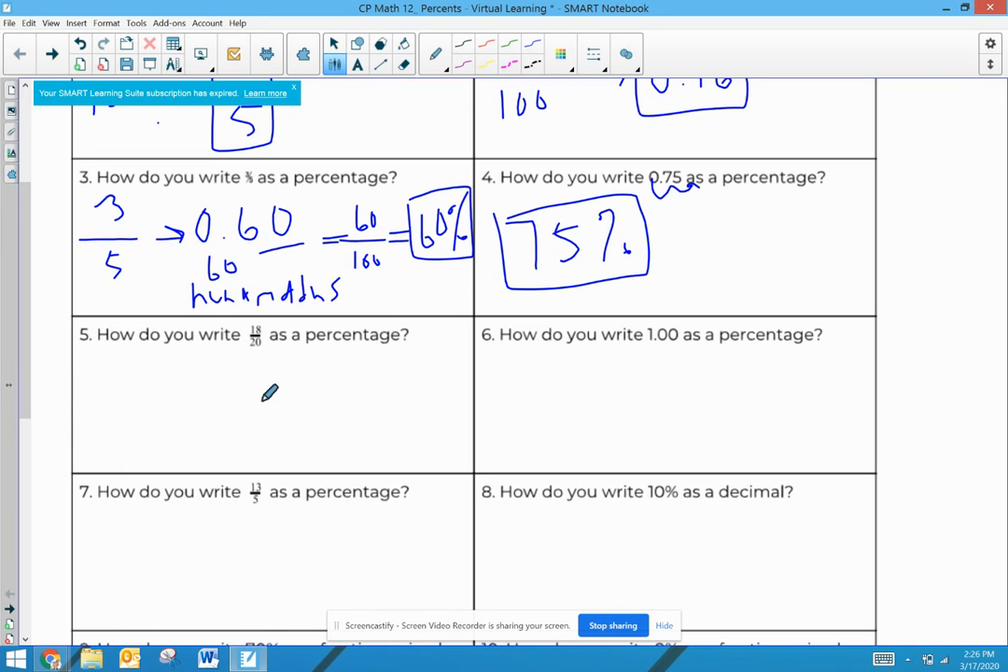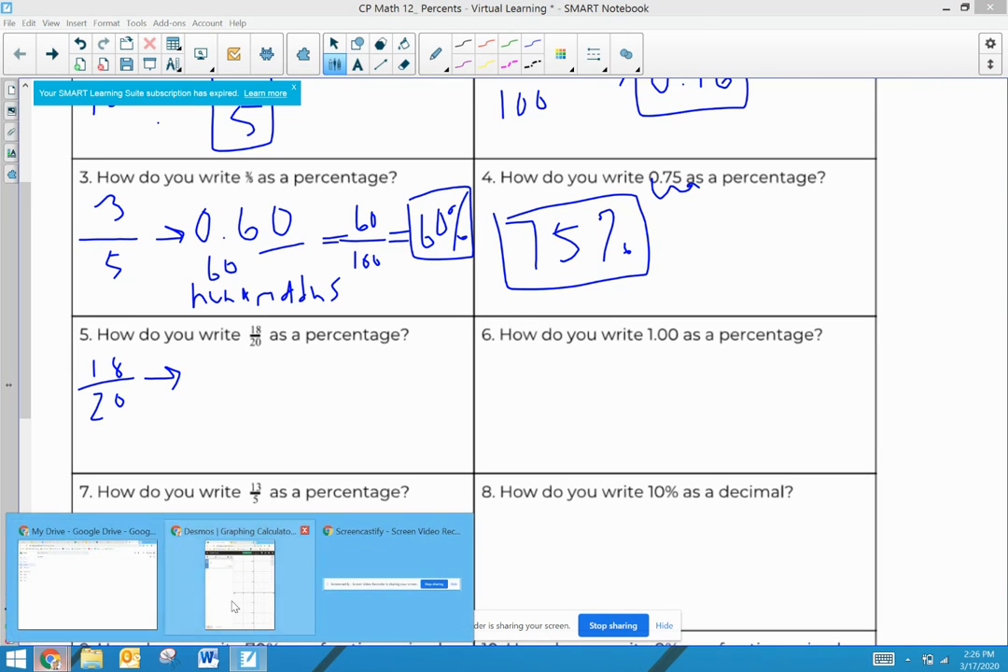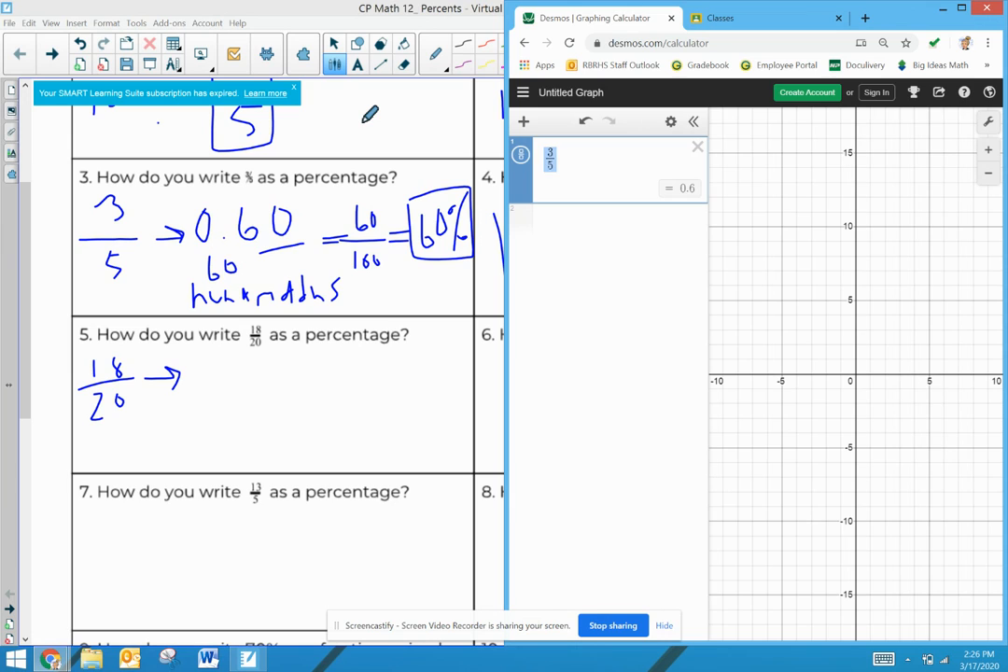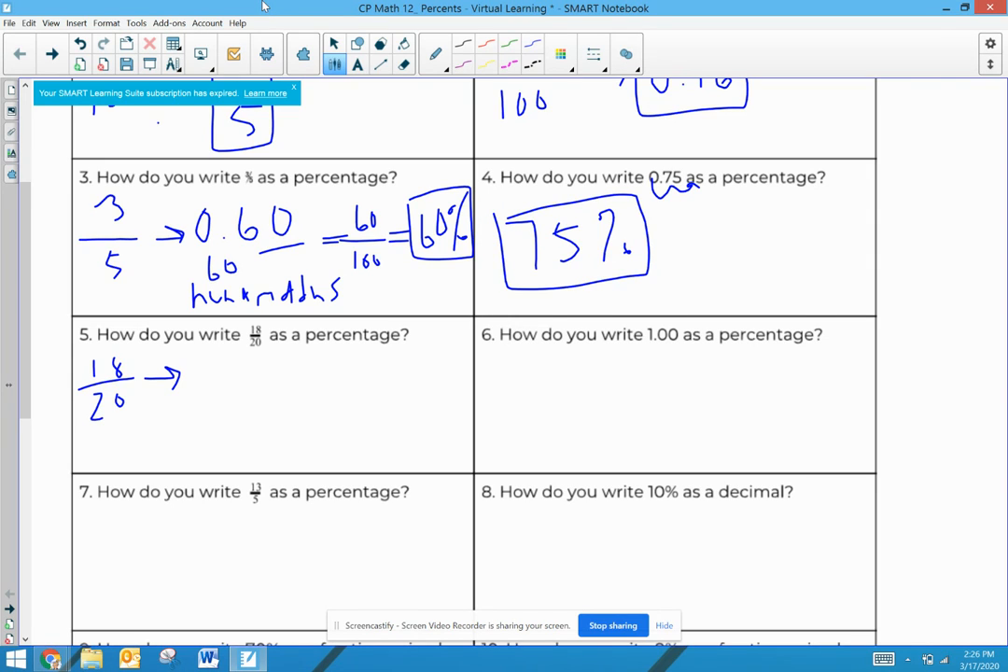All right, how do you write 18/20 as a percentage? Well, I would love to tell you. First, we're going to divide and get a decimal. So go back to our calculator. Delete that. 18 divided by 20, 0.9. It's very similar to number 3.